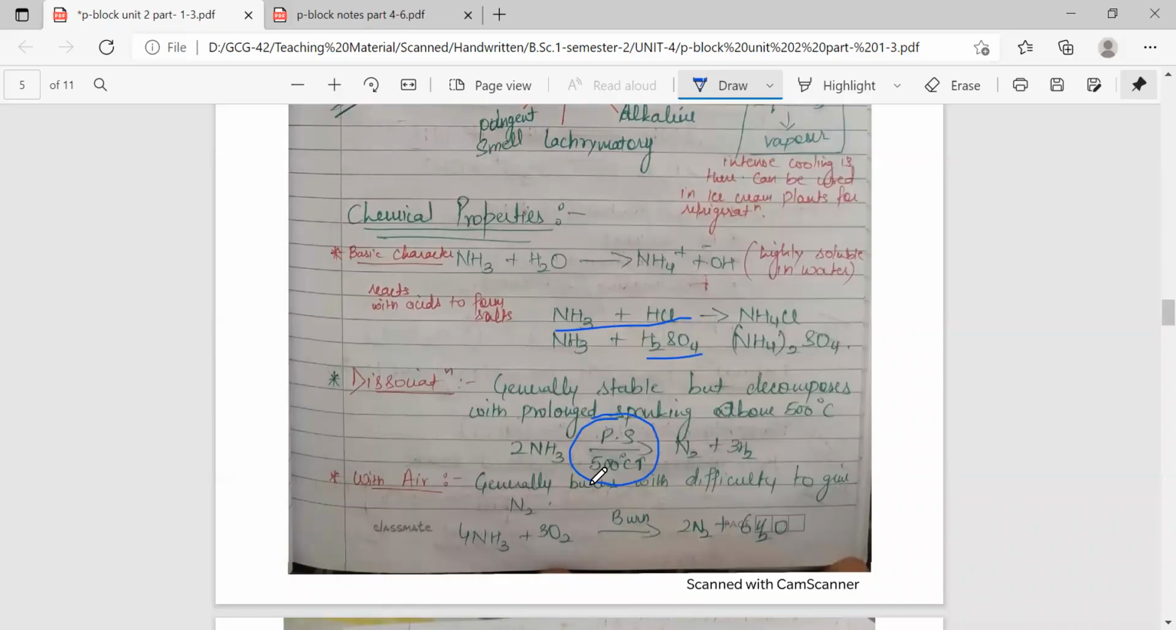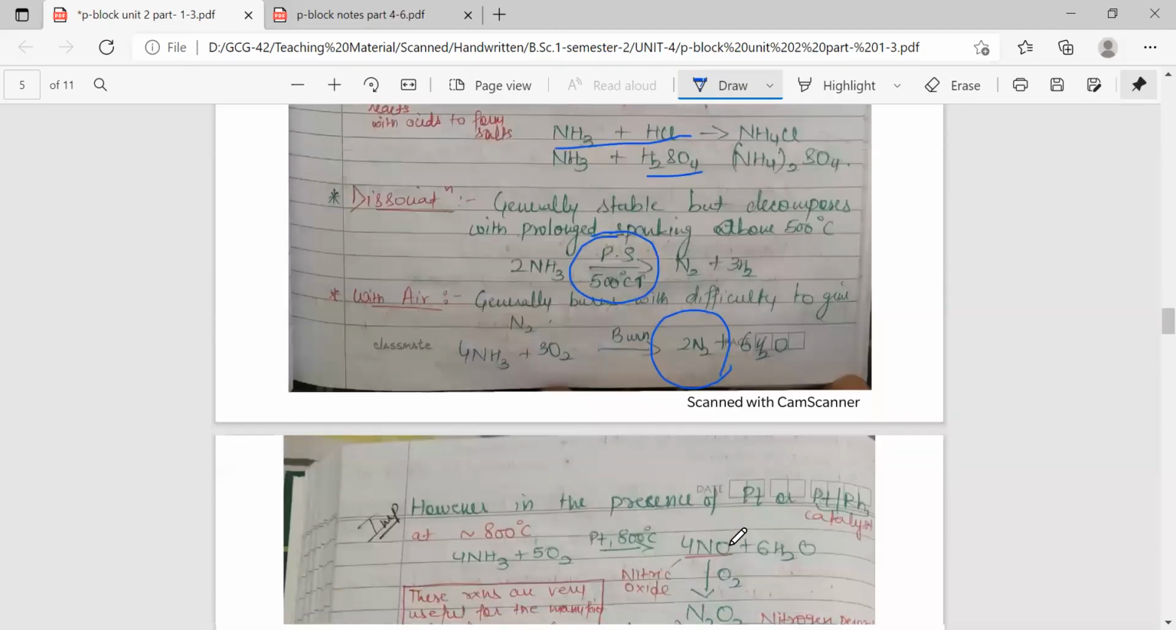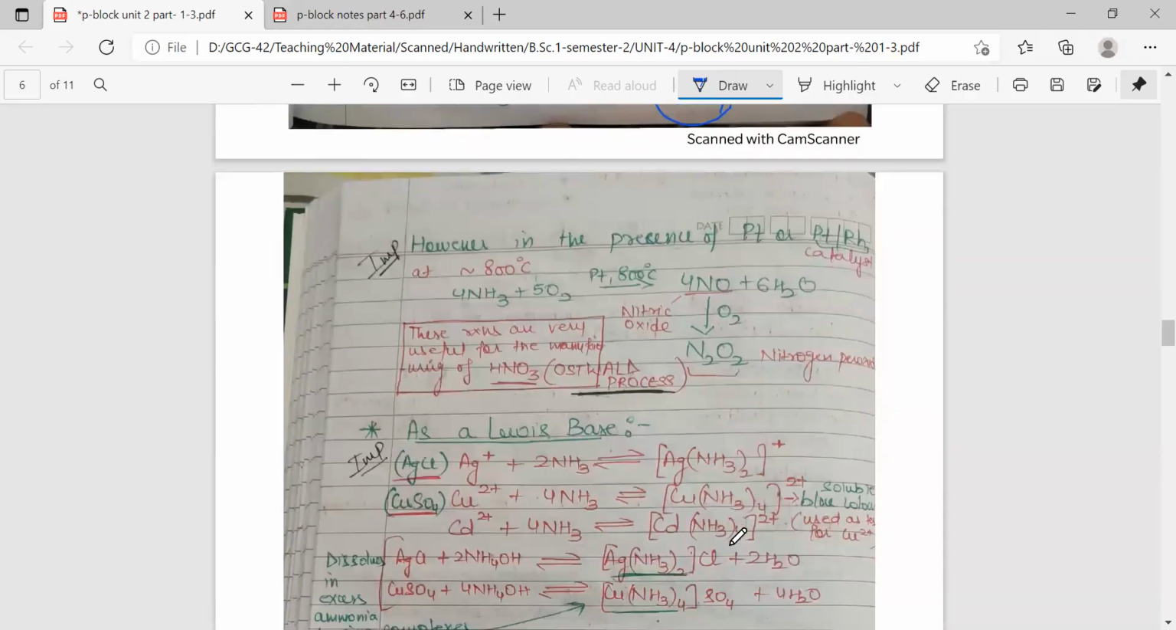In air, it is generally stable, but it burns with difficulty to give nitrogen gas. Whenever it is burnt in the presence of oxygen, we'll get the formation of nitrogen gas. However, in the presence of platinum and platinum-rhodium catalyst at 800 degrees Celsius, ammonia reacts with oxygen. It produces nitric oxide gas. So these are the conditions for the production of nitric oxide gas.